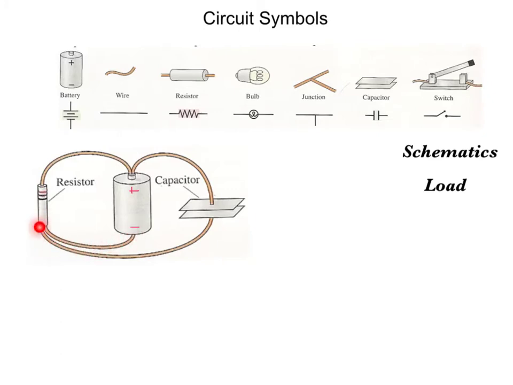Right here at this junction is where the current that goes through the capacitor meets back up with the current that went the other direction, and it all goes together to that negative side of that battery.